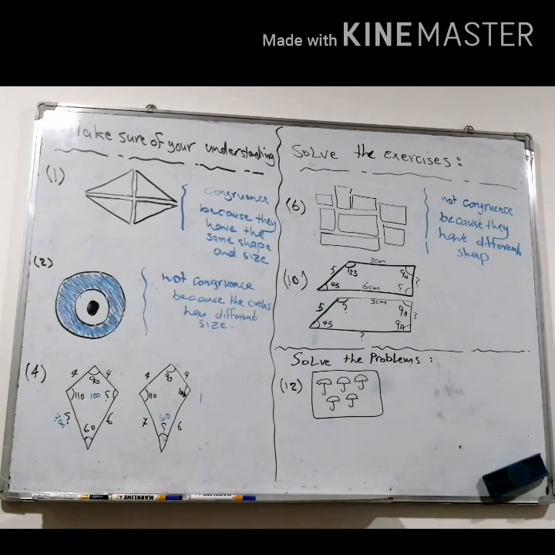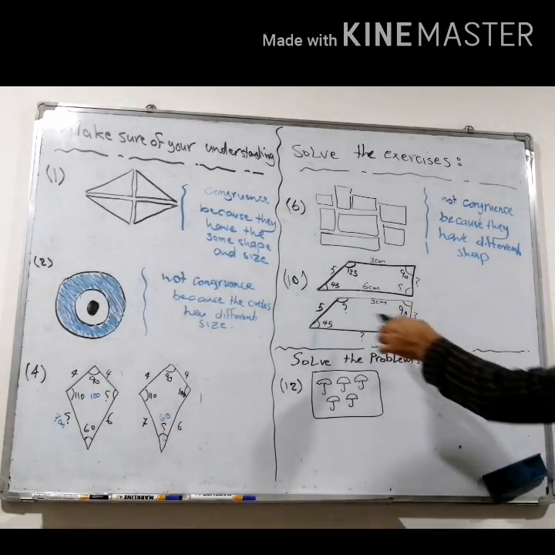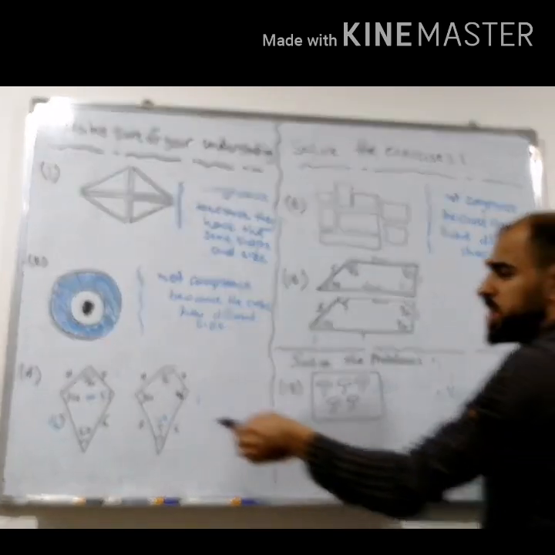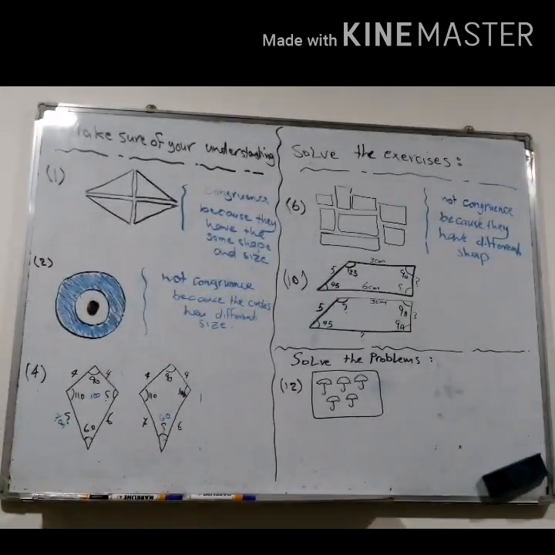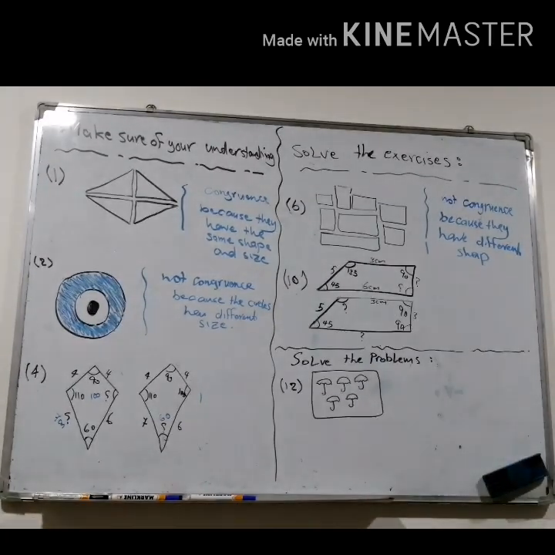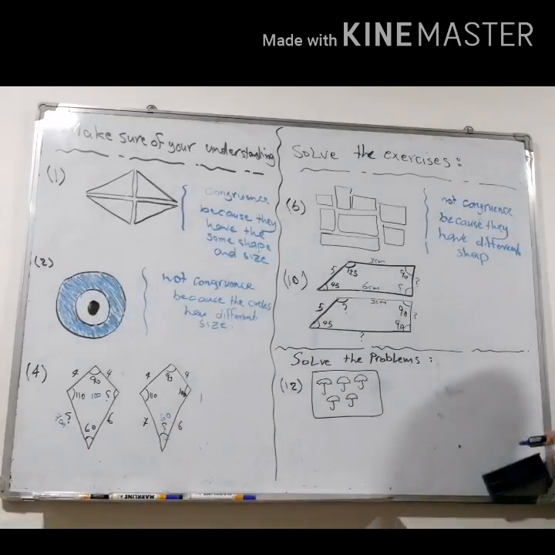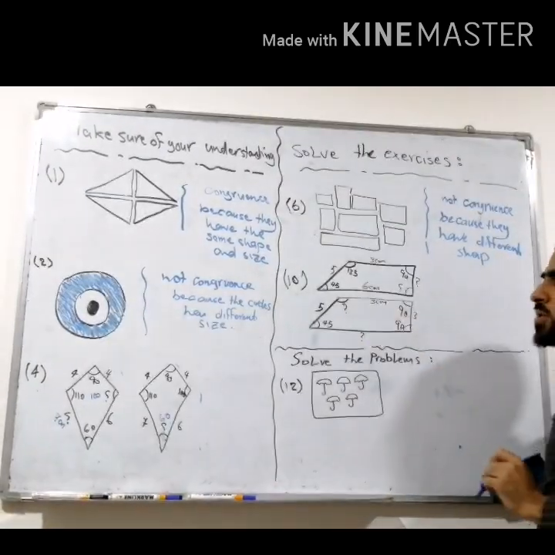In question number 10, he said to find the measurement of angles and the length of unknown sides for these two congruent shapes. The solution of this question is exactly like this one. Also, you can find the measurement of angles by the corresponding angles, and we can find the length of sides by their corresponding sides.